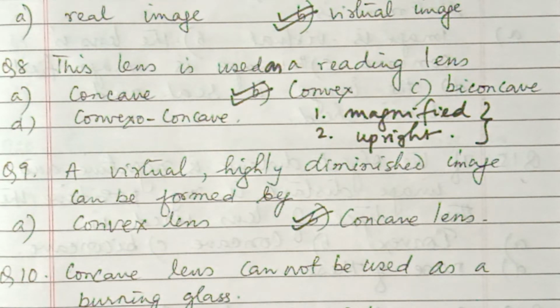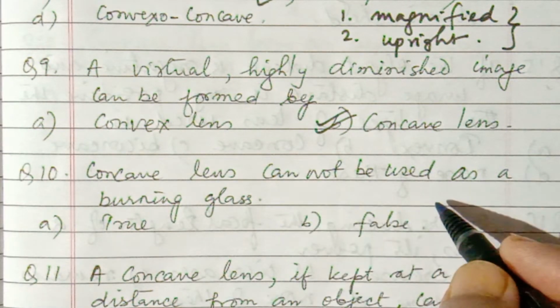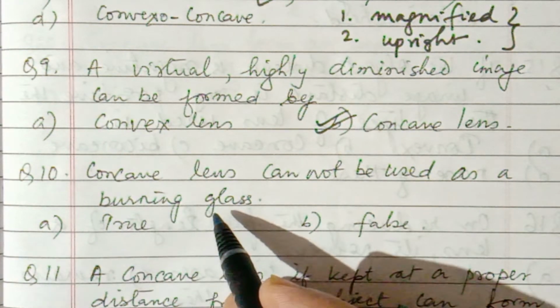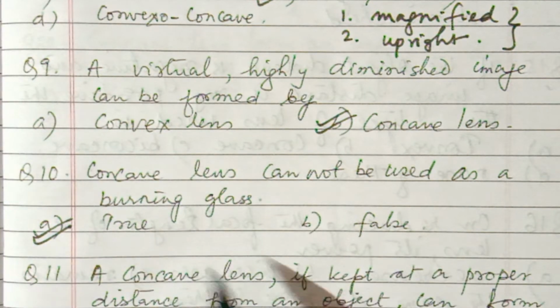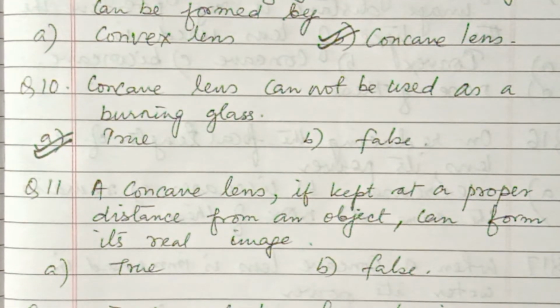Cannot be used as a burning glass. Now, burning glass is the convex lens, because it converges the rays, then only it can ignite a paper. So concave lens is a diverging lens, so it will diverge the rays, then the heat energy will not be confined to a point, so that's why it cannot be used as a burning glass. So this is true. So convex lens should be used. So answer is true. Next question.